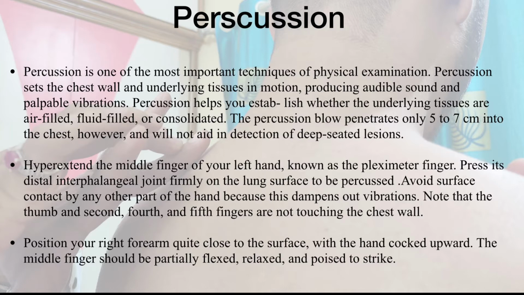Hyperextend the middle finger of your left hand, known as the pleximeter finger. Press its distal interphalangeal joint firmly on the lung surface to be percussed. Avoid surface contact by any other part of the hand because this dampens out vibration. Note that the thumb and the second, fourth, and fifth fingers are not touching the chest wall. Position your right forearm quite close to the surface. With the hand cocked upward, the middle finger should be partially flexed, relaxed, and poised to strike.